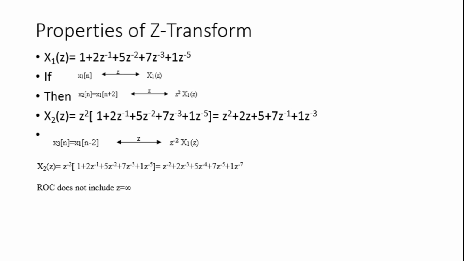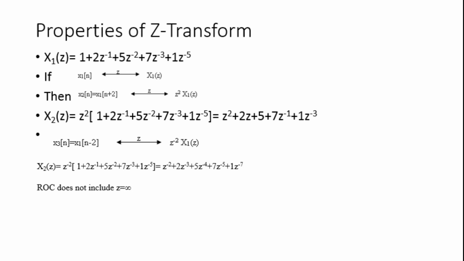Then x2 of z is equal to z square into x1 of z, that is 1 plus 2z inverse plus 5z to the power minus 2 plus 7 into z to the power minus 3 plus 1 into z to the power minus 5, which is equal to z square plus 2z plus 5 plus 7z inverse plus 1 into z to the power minus 3.